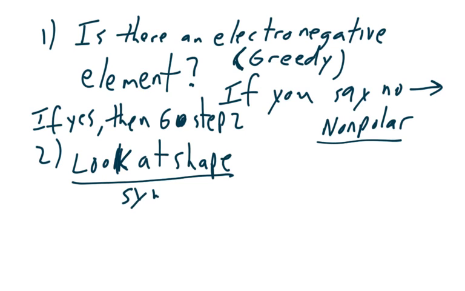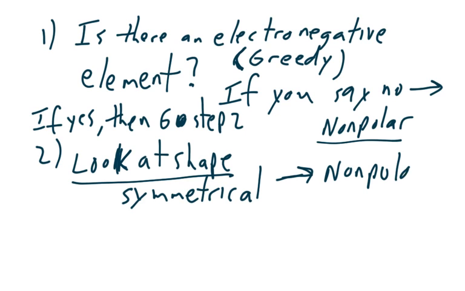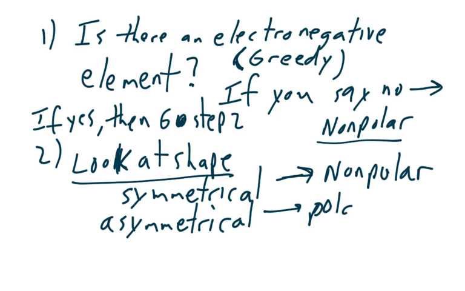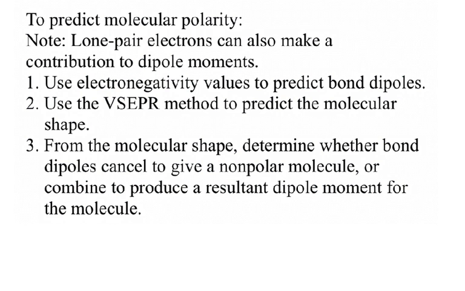If the shape is symmetrical, the conclusion is going to be that the molecule ends up being nonpolar. And we'll talk about why in just a moment. If the shape is asymmetrical, then the molecule will end up being polar. So those are the two main steps. It's basically what's here. Now, you'll notice that when a shape is symmetrical, the dipole bonds, the polar bonds, are going to cancel each other out, giving you a nonpolar molecule.